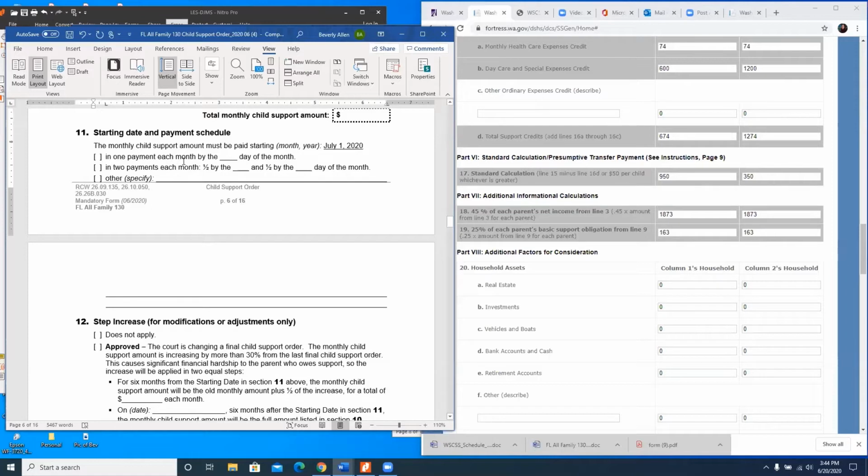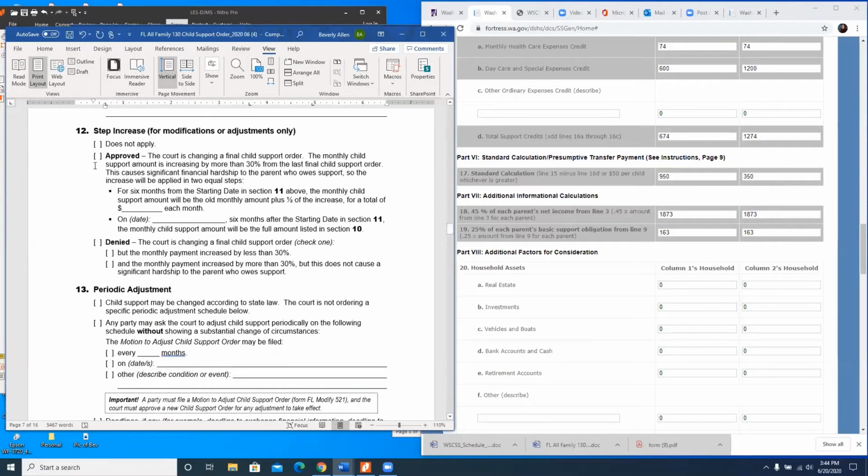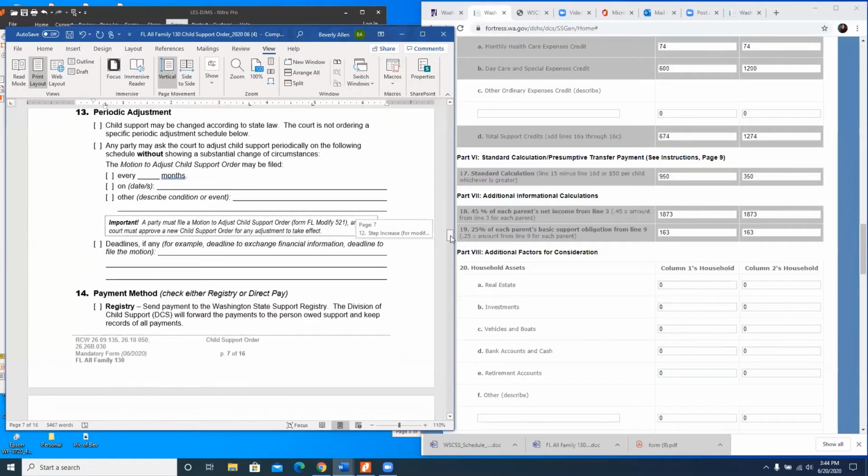Now there's a couple of options. You can select either one payment. I usually see one payment by the 1st. The other common option is I see half by the 1st and half by the 15th. Sometimes people do it half by the 15th, half by the 30th. A step increase. Most of the time this doesn't apply. However, if the court's changing support and that's going to work a hardship, the court can break down the increase. So that's what that is for.